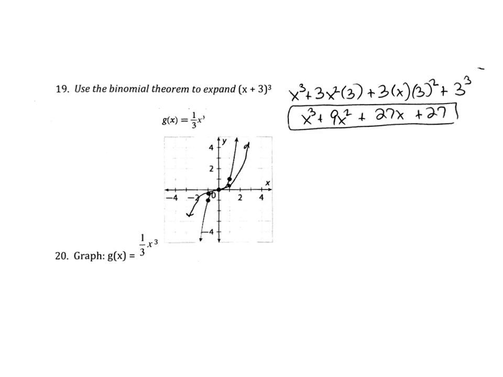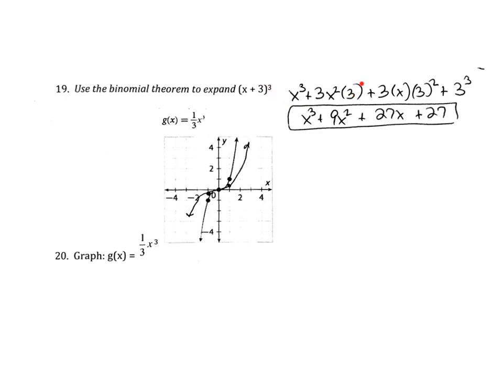19, binomial theorem, expand this. Remember, if the exponent is 3, you should get 4 terms. It's going to start with x cubed. It's going to stop with 3 cubed. And your second term is going to start with an x, but start with a 3 because that was your main exponent. Your x's go down, your 3 starts coming up.